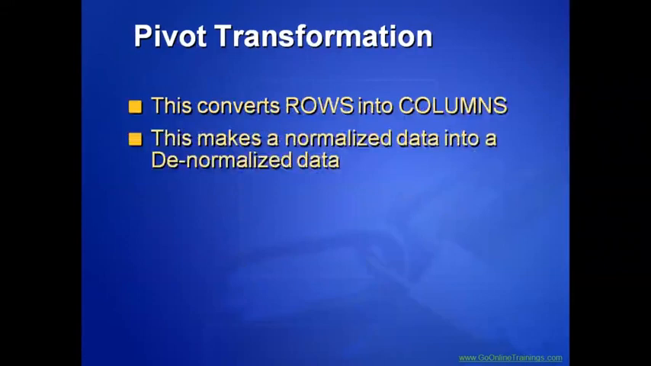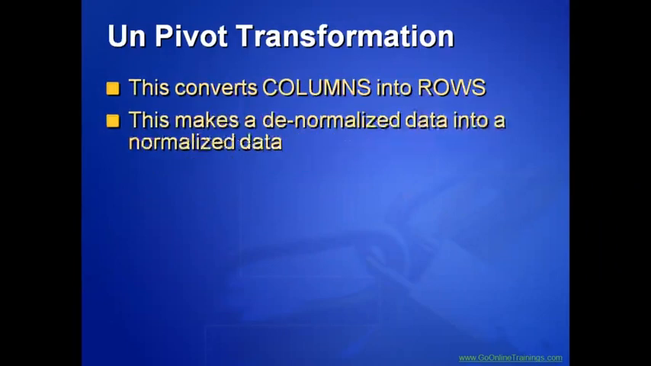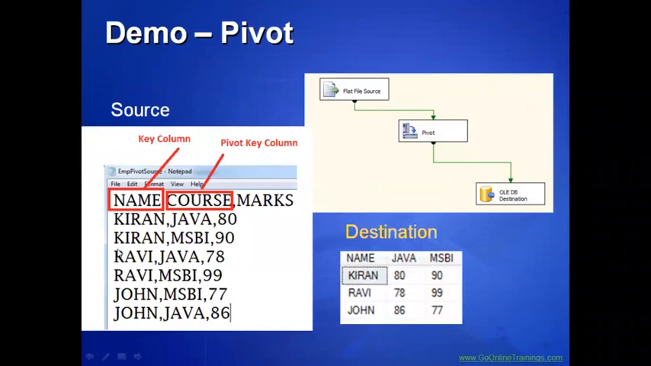Okay. Pivot transformation converts rows into columns. This makes normalized data into denormalized data. Unpivot transformation converts columns into rows. This makes denormalized data into normalized data. For example, I have Kiran and a course and marks. Kiran Java, Kiran MSBI, Ravi Java, Ravi MSBI, John MSBI, John Java. Clear? So what I'm trying to do is convert Java into a column, MSBI into a column, converting a row into a column. Row into column is called a pivot operation.